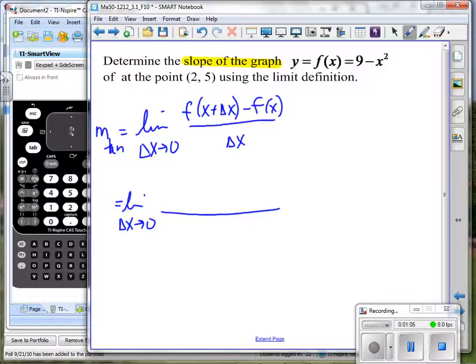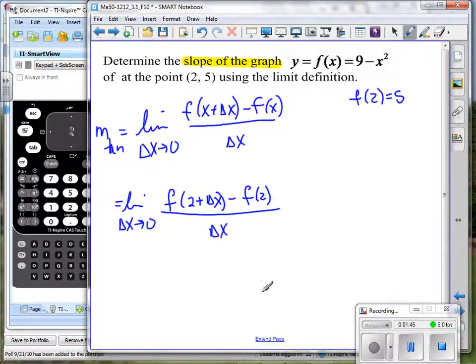Now, there's a couple of ways we can go about this. This is giving us a specific point to work with. We have ways of getting the general idea, and I'm going to try and give you both of these. It won't be today, of course. But if we're looking at the point (2, 5), f of 2 is going to be 5, and we know that. So this would be f of 2 plus delta x minus f of 2, divided by delta x.